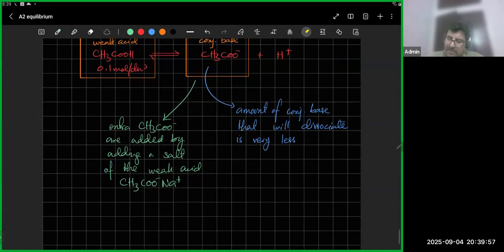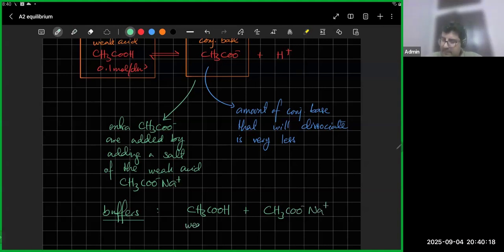So normally your buffers are going to be ethanoic acid. I mean, you're going to take ethanoic acid plus, you're going to mix it with the conjugate base. And where's the conjugate base coming from? It's coming from the salt of the same weak acid. So it's your weak acid plus the salt of the weak acid.